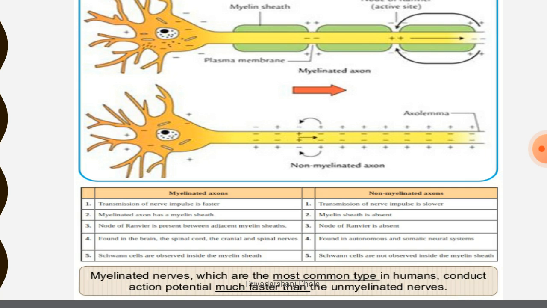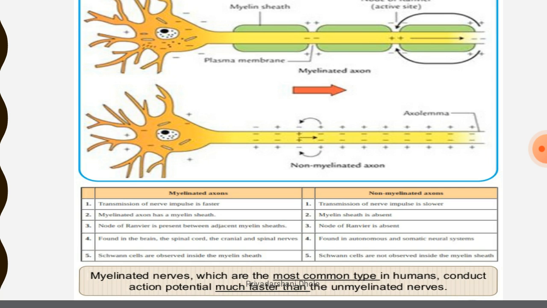What is the difference between myelinated and non-myelinated axons? In a myelinated axon, transmission of nerve impulse is faster compared to the non-myelinated. A myelinated axon has a myelin sheath, while in a non-myelinated axon it is absent. Nodes of Ranvier are present between adjacent myelin sheaths, and in non-myelinated axons the nodes of Ranvier are absent.